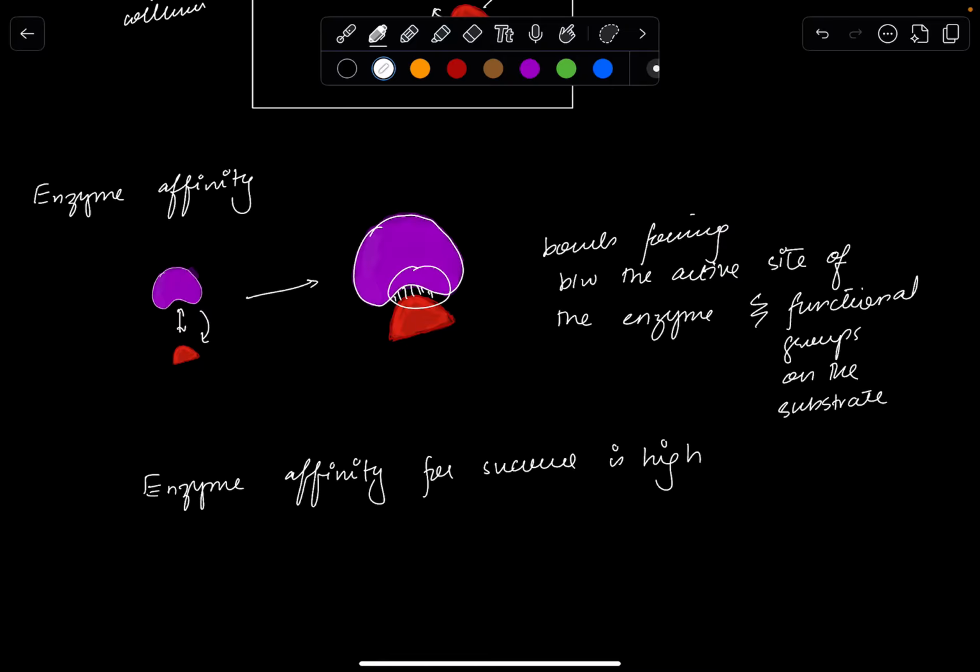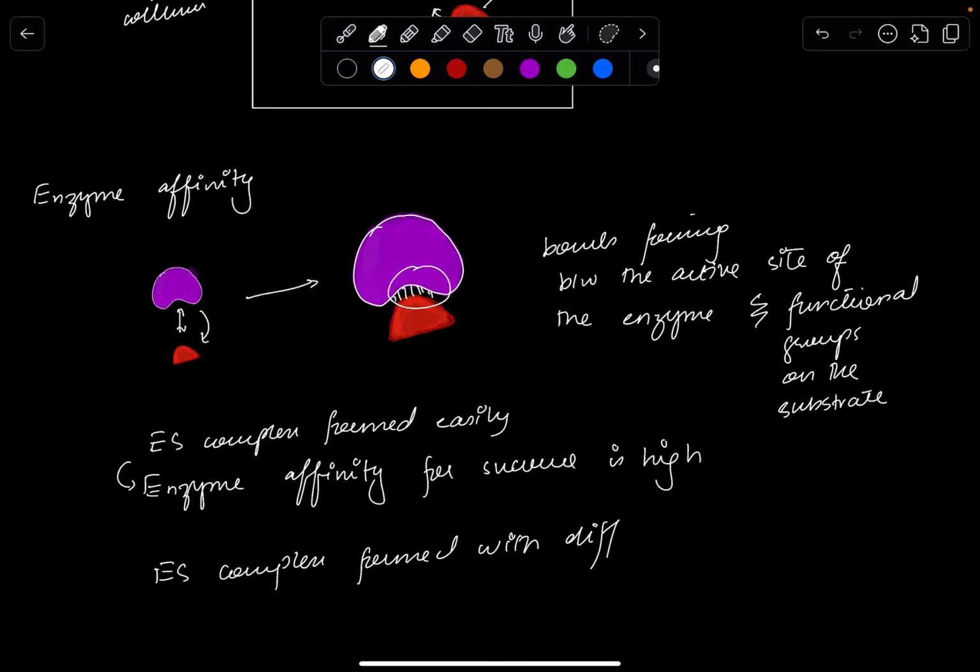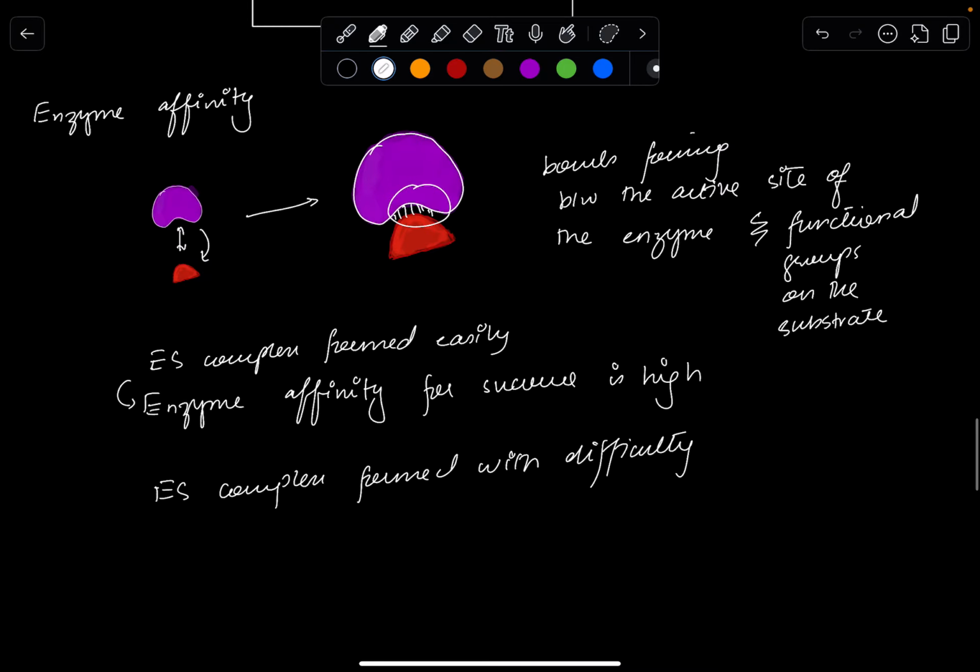If this bond, so this ES complex, is not formed very easily, if we say that the ES complex is hard to form, then we say that the enzyme affinity for this particular substrate, which I'm calling sucrose, is low.